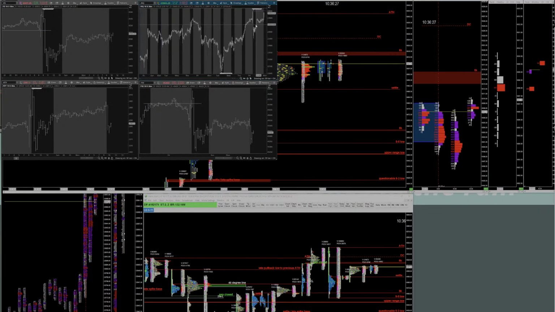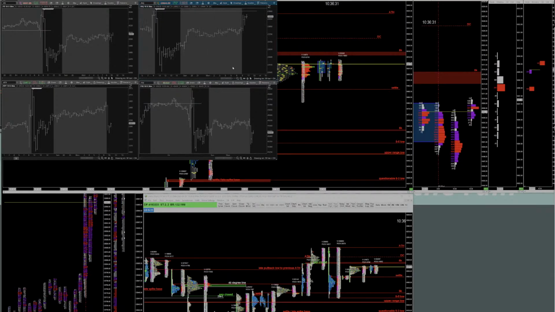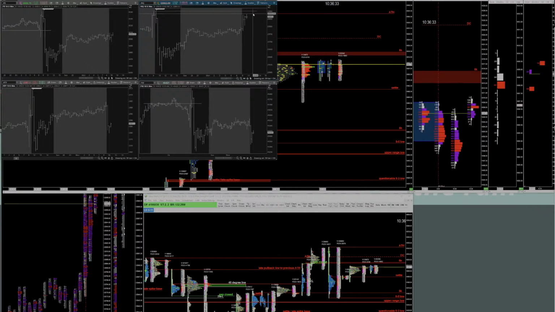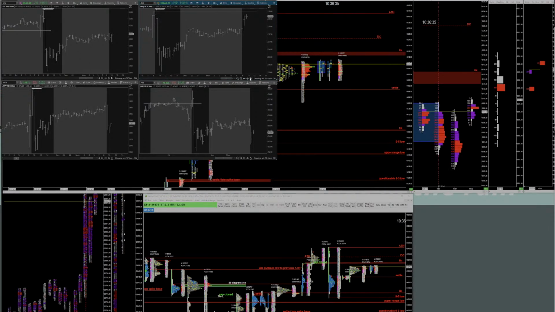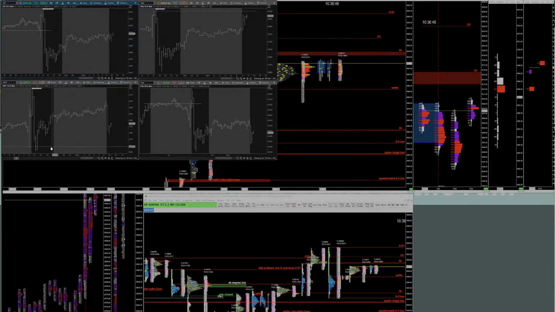Nasdaq is very close to the upper side of the range. The ES is at the center. Russell is kind of on the lower side. It's taking this range out. I mean, the Russell is the one that has higher odds of rotation.